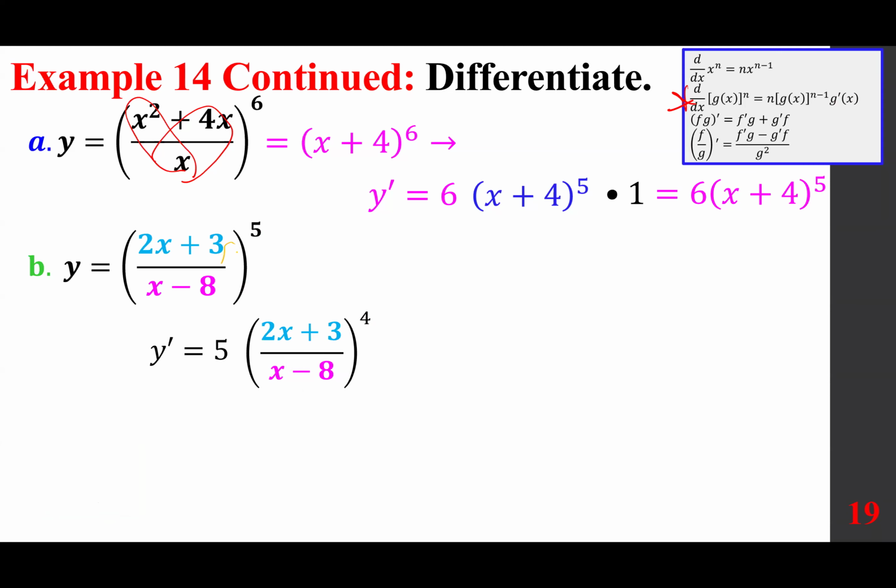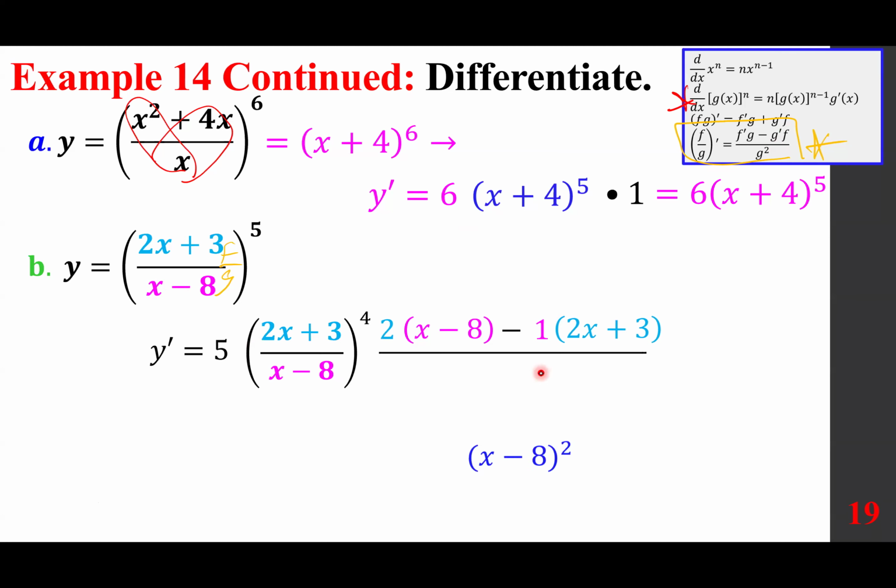Which means we are going to write it as f over g and use the quotient rule, which means now f prime g minus g prime f over g squared. f prime is 2 times g, (x - 8), minus g prime, the derivative of the bottom is 1, times the numerator (2x + 3). And then you put the denominator (x - 8), g squared.